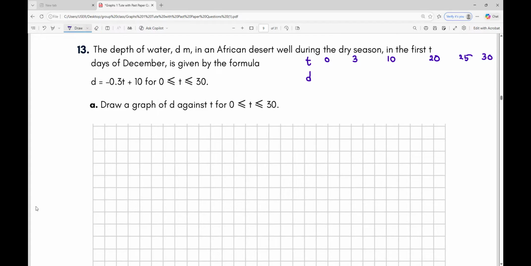Then find these D values. When T is equal to 0, the whole T term is 0, then depth is 10. For the rest, use your calculator and find. It's minus 0.3 times 3 plus 10, 9.1.